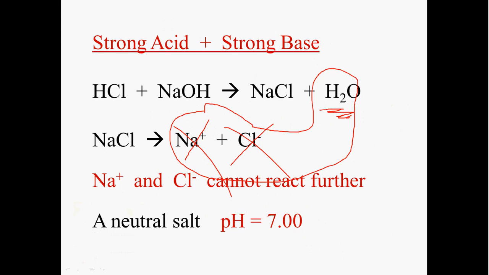The pH will be 7 when you titrate a strong acid with a strong base. So on your titration curve, your pH right here will be 7.